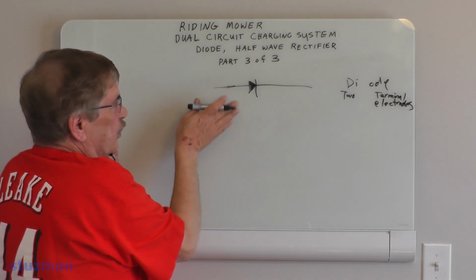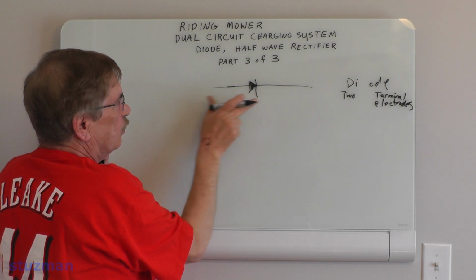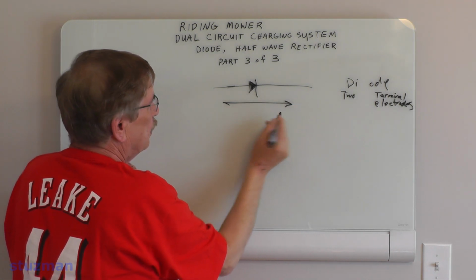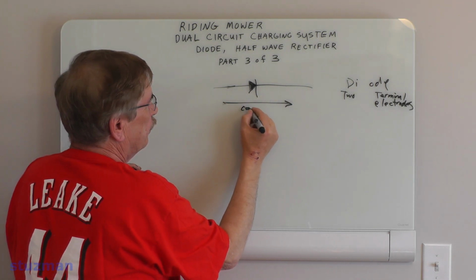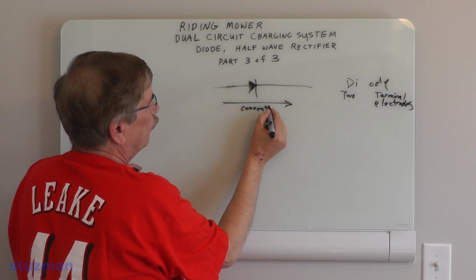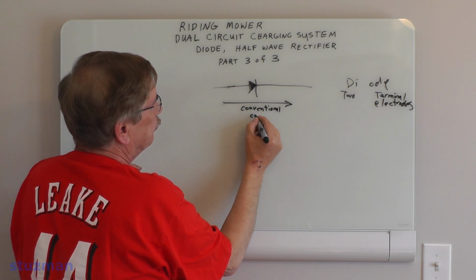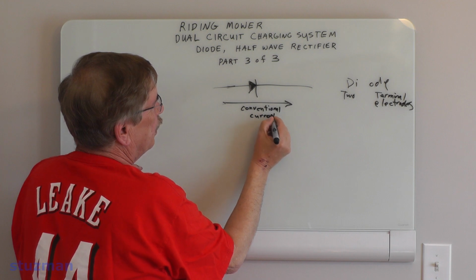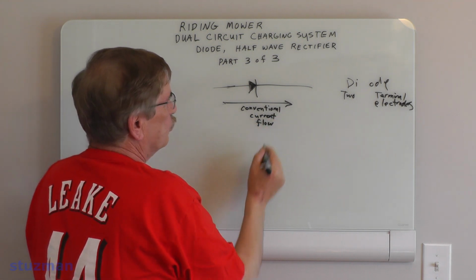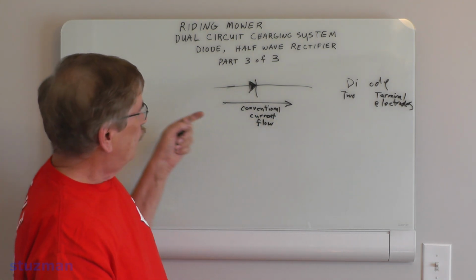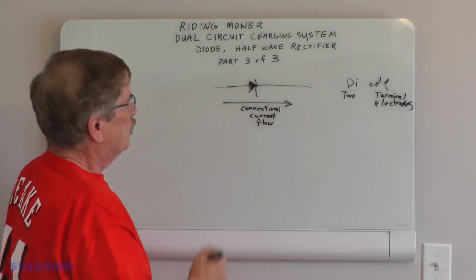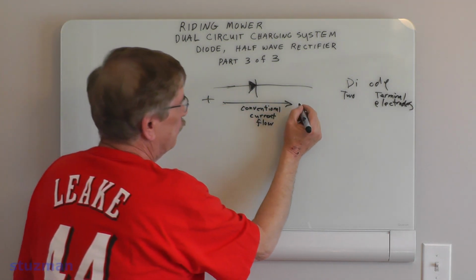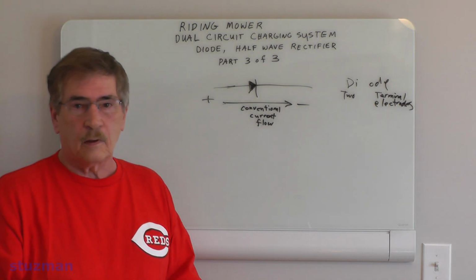Now, you notice how it has an arrow pointing in this direction? Well, that is the direction of conventional current flow. So this is where it will turn on, if the conventional current flow is going in this direction. And of course that is from positive to negative. Alright?